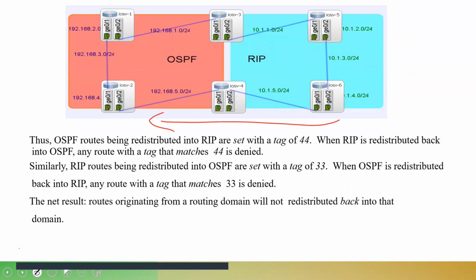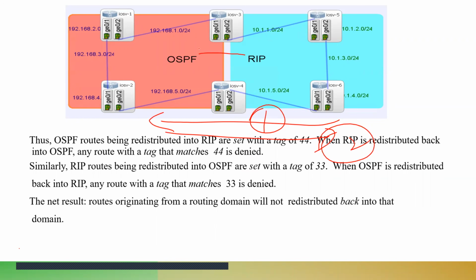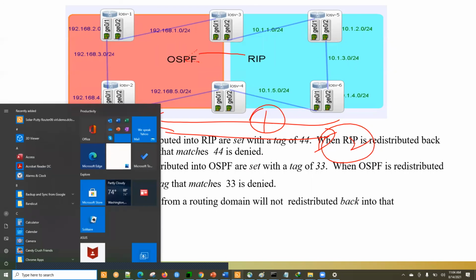RIP to OSPF. That means we have to go inside OSPF and call the RIP. And then we will go and correct in the other direction. So first in this direction, second in this direction. So let's check router 3 and router 4 in this direction that is coming from RIP to OSPF. Great. Let's go back to the lab.